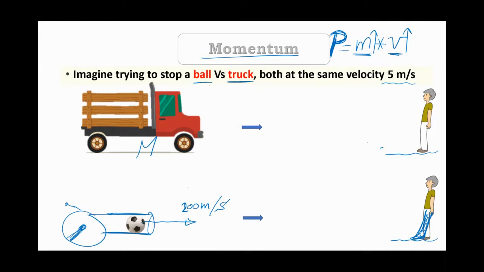So if you increase the mass, you increase the momentum, and the object becomes very powerful. If you increase the speed also, you increase the momentum, and the object also becomes powerful. You understand? So here we have two factors, the mass and the velocity.